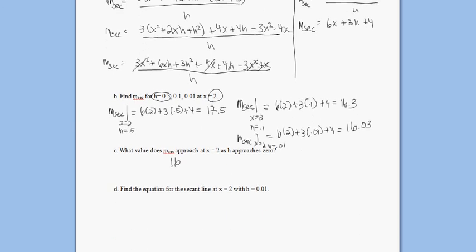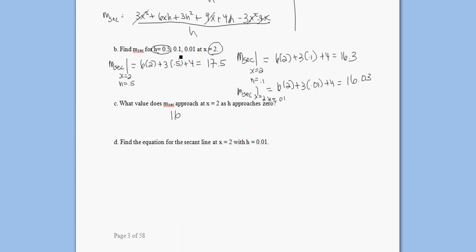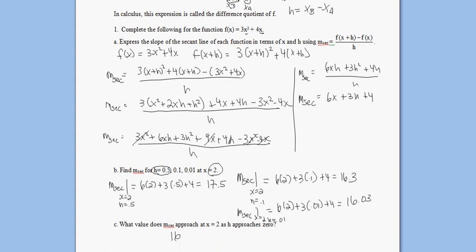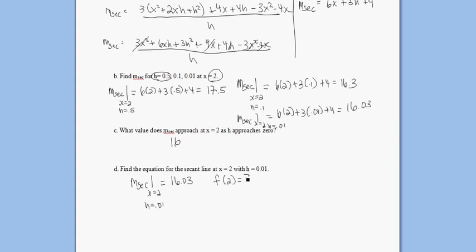And the last question is, what is the equation of the secant line when x is 2 and h is 0.01? Well, we know the slope of this secant line when x is 2 and h is 0.01. That is equal to 16.03. The only question is, what is our function value? Well, our function, I've already forgotten, is I think 3x squared plus 4x. Yep. So we want to do 3 times 2 squared plus 4 times 2. So this is 3 times 4 plus 8. So this is 12 plus 8, which is equal to 20.